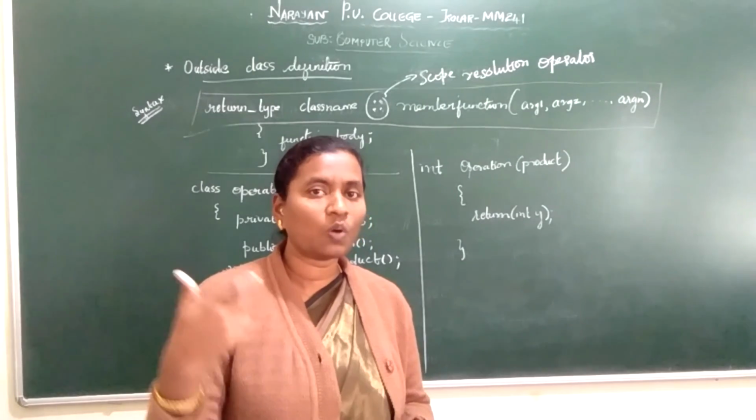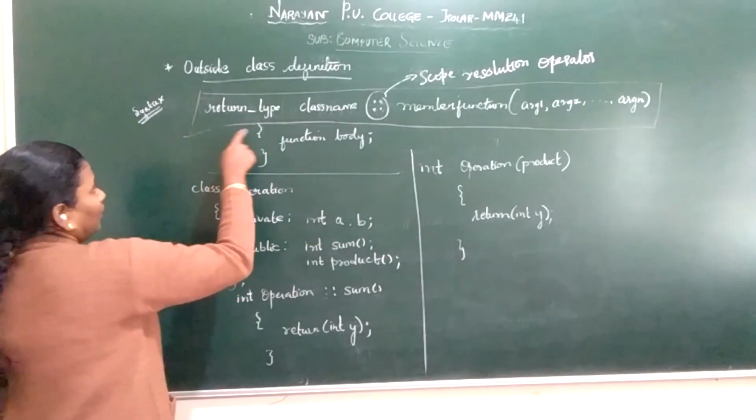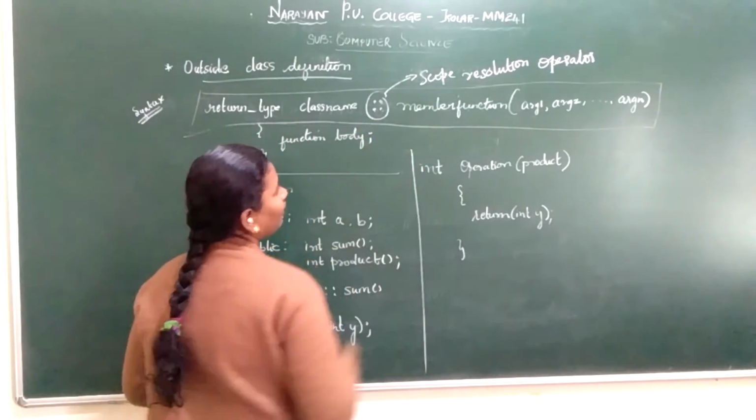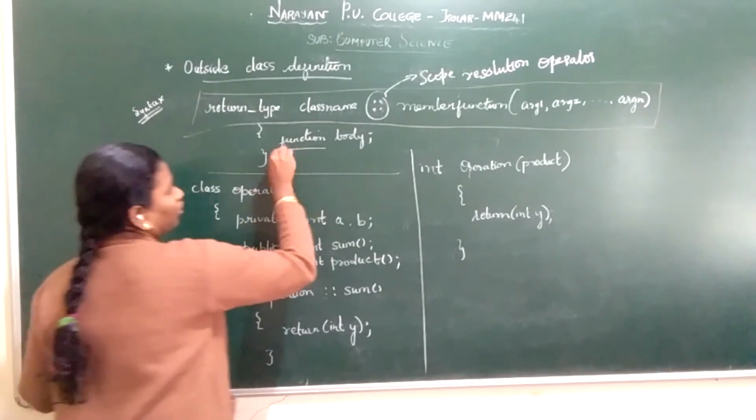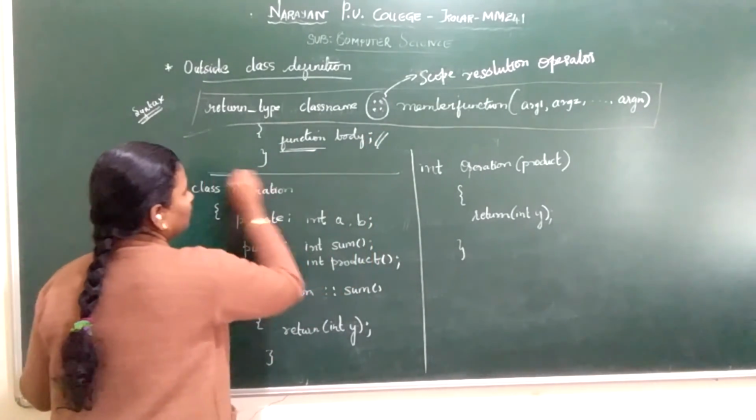So when you are defining outside the class, you need to mention the return type, class name, scope resolution operator, and the member function. Inside we have the function body. This is your function body. Okay, this is the syntax.